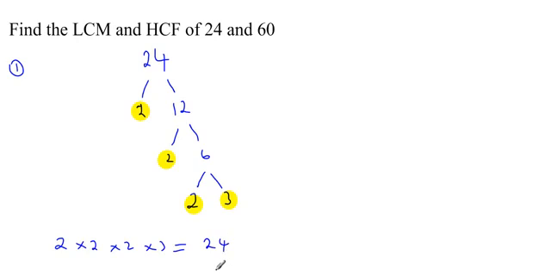We can do the same for 60. So I'll do this a little bit faster. Again, it doesn't really matter which combination of factors you use at this stage. At the end, they should give you the same answer as I'll get here. So I'm just going to use 2 times 30.